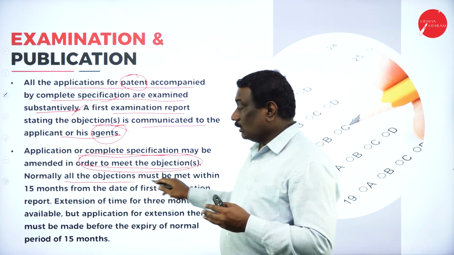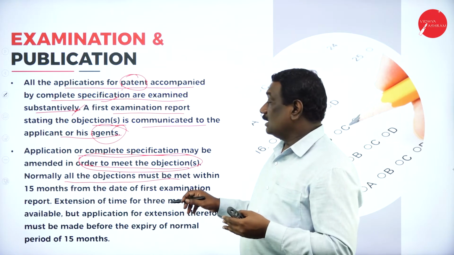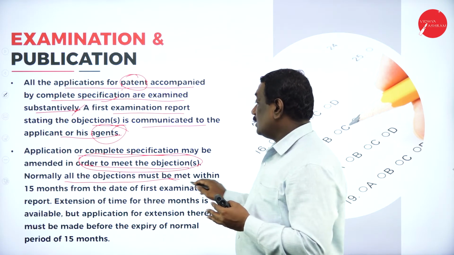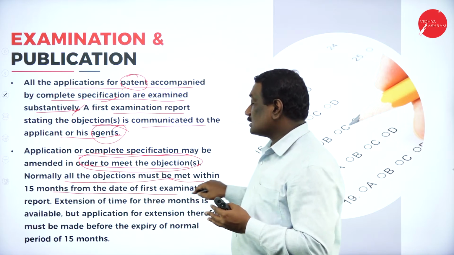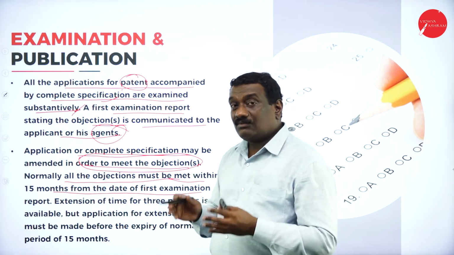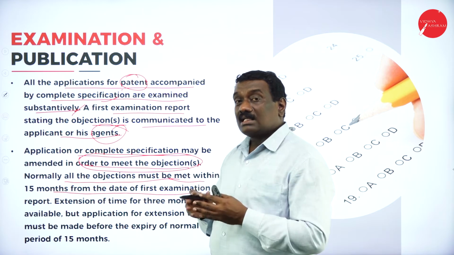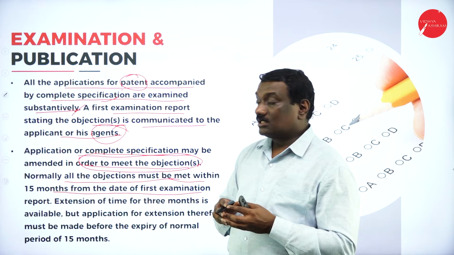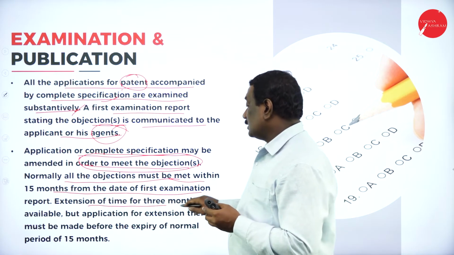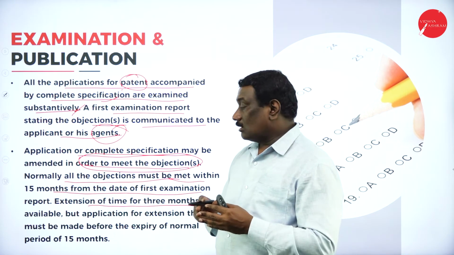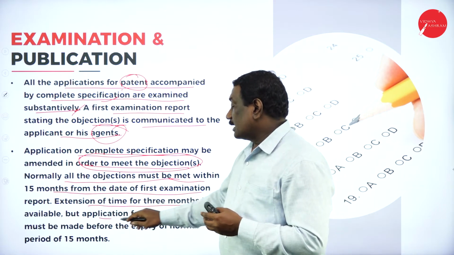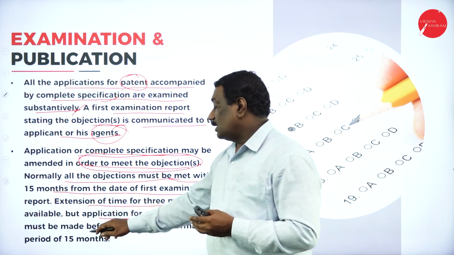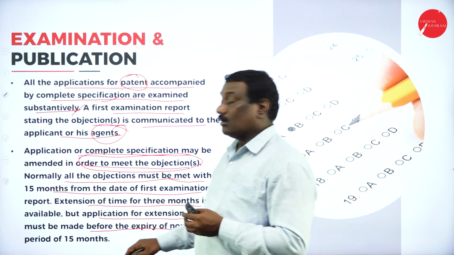Normally, all the objections or oppositions related to the subject matter of the patent right must be met within 15 months from the date of the first examination report. Then an extension of time of 3 months is also available for these objections. But the application for the extension must be made before the expiry of the normal period of 15 months.